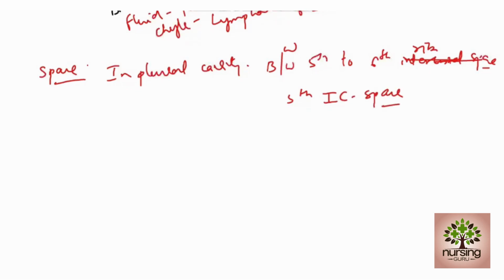The chest tube is inserted into the pleural cavity through the intercostal space, that is the 5th intercostal space, between the 5th and 6th rib. The space between the 5th and 6th rib is the 5th intercostal space. Through that space, the chest tube is inserted into the pleural cavity.